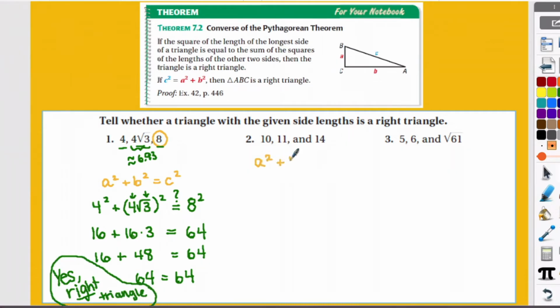Not too bad. All we're going to do is we're going to check to see if these fit in a squared, b squared, c squared. Always using the longest length as our c.